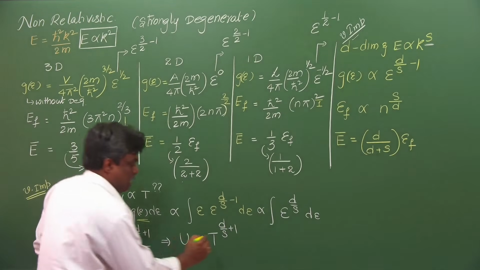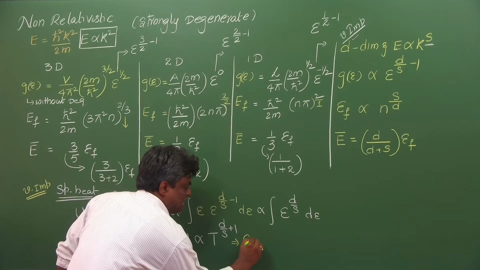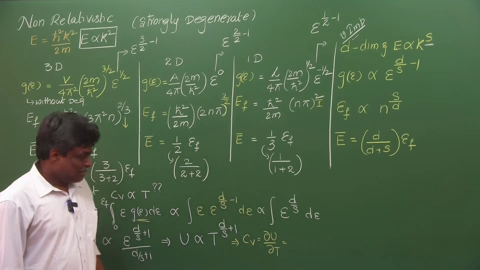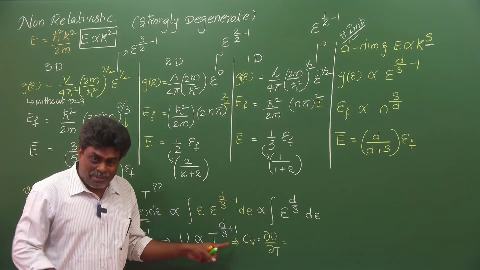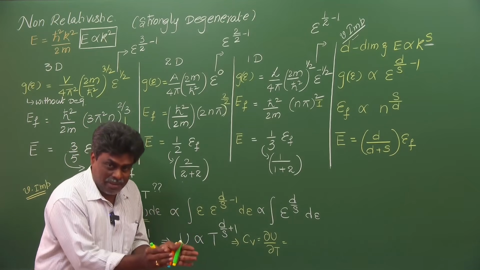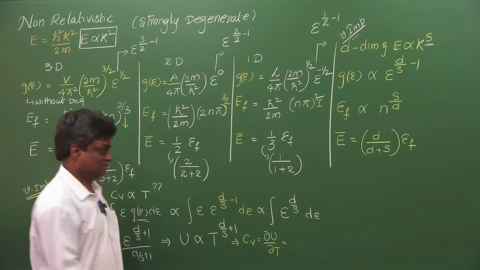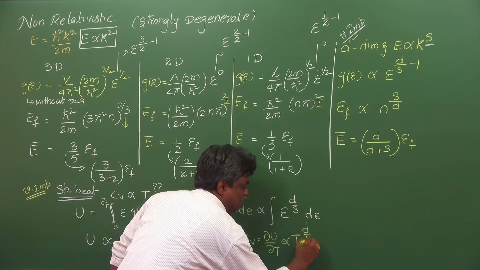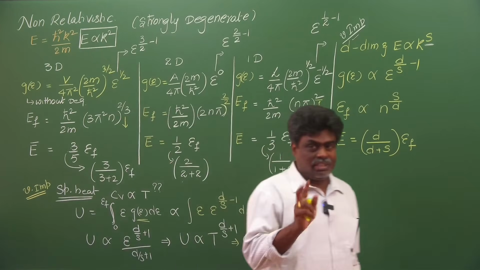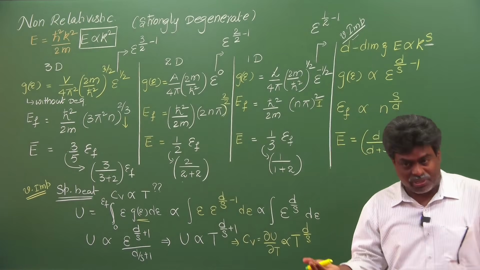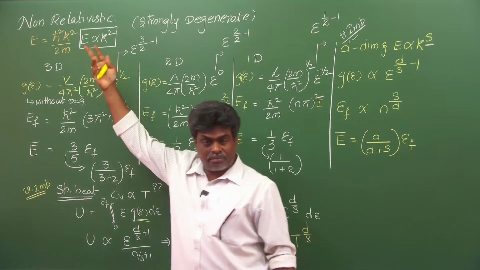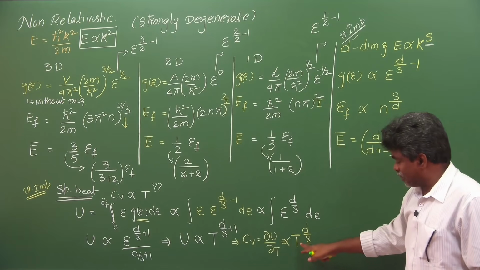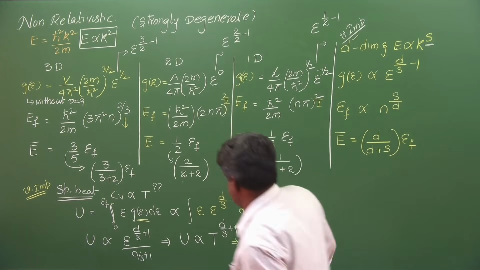Now everybody knows specific heat C_V equals dU by dT. So T power d by s plus 1, differentiation is how much? d by s plus 1 times T power d by s. That's it. C_V is proportional to T power d by s. In the question he will give 3 dimension or 2 dimension, and he will give an energy relation. Take that k power and take the dimension, and the specific heat is proportional to T power d by s. Come on, write down.